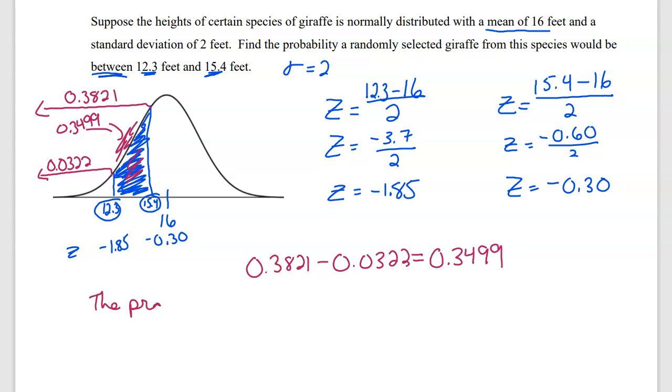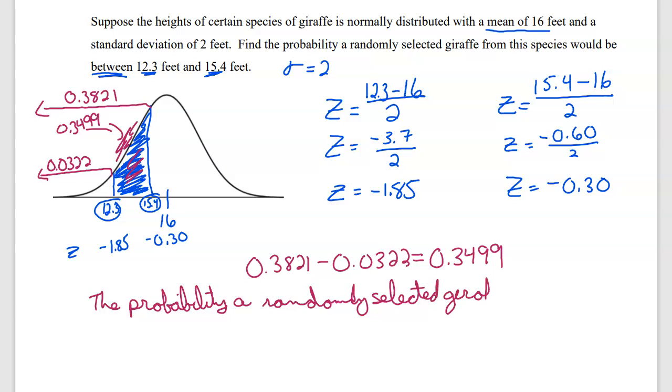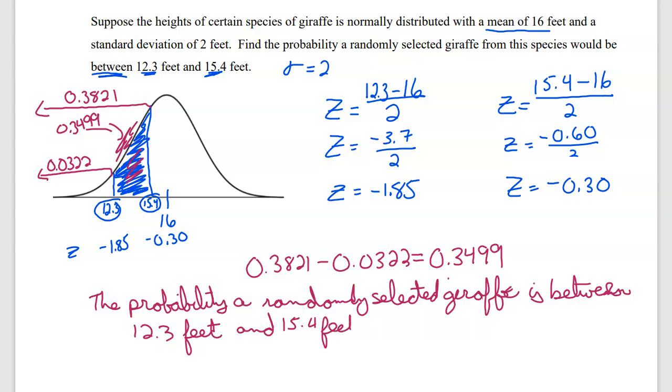So the probability a randomly selected giraffe is between 12.3 feet and 15.4 feet, not 14 feet, 15.4 feet, is a 0.3499.